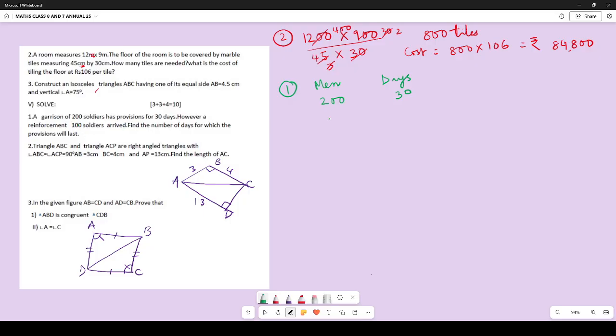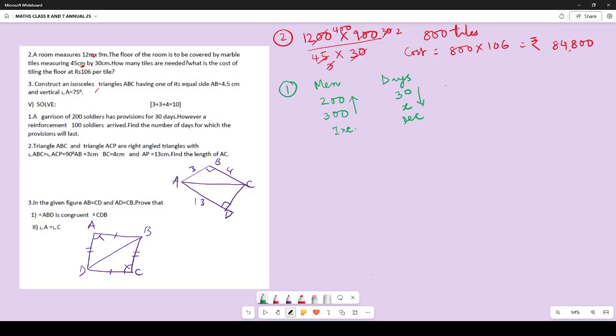That means now the number has become 300, and we have to find out how many days it is going to take. So if you remember the arrow method, the arrow always points towards x. Now if the number of men has increased, will the number of days also increase for the ration, or will it decrease? We understand that it will decrease, because more men means the food will last for lesser days. So this is reverse variation or inverse variation.